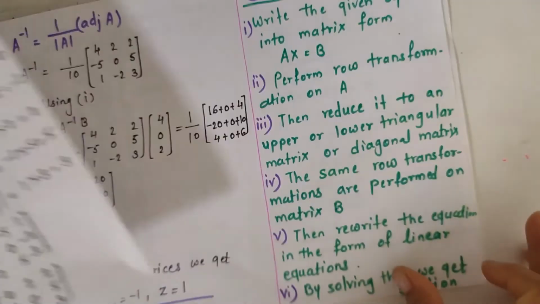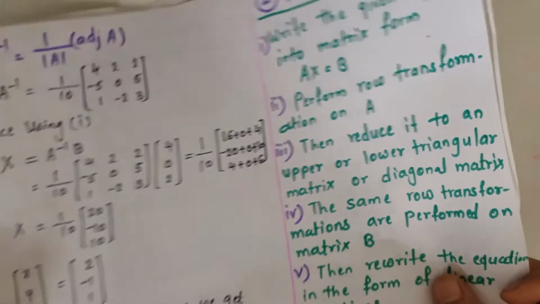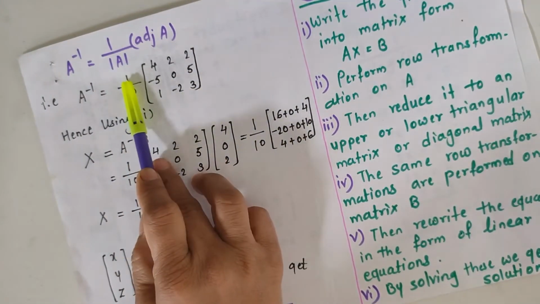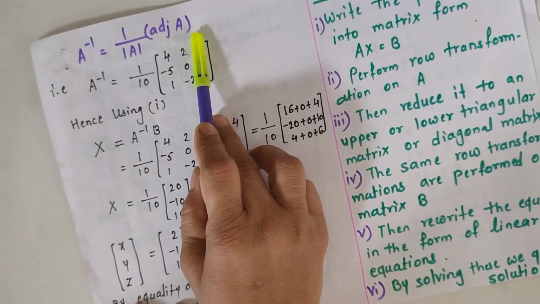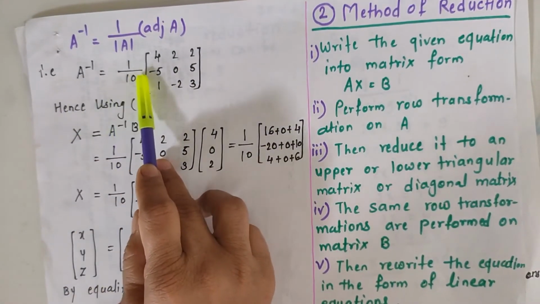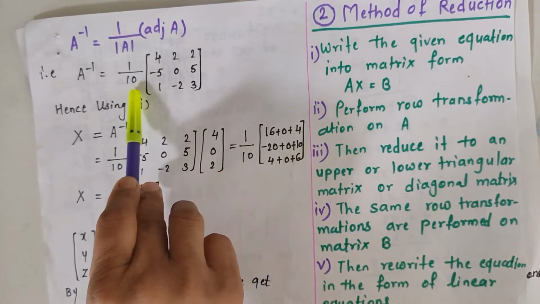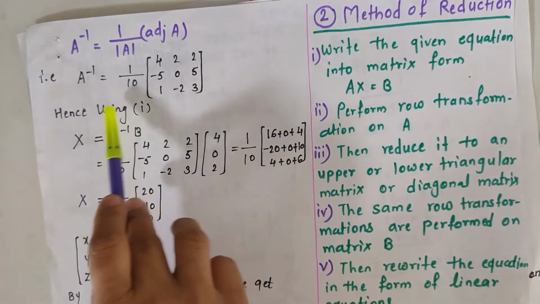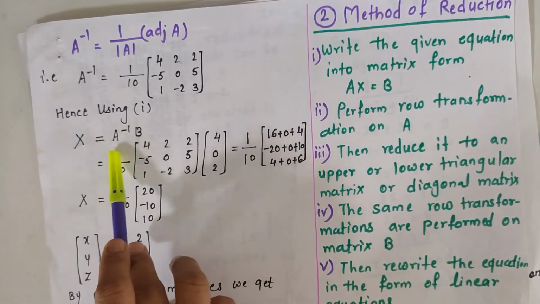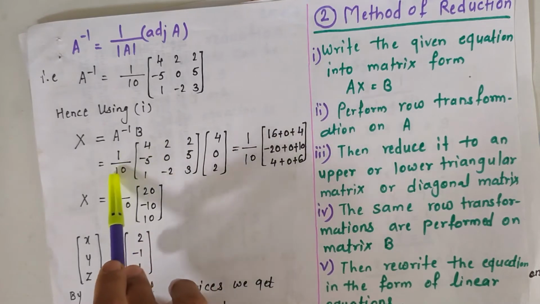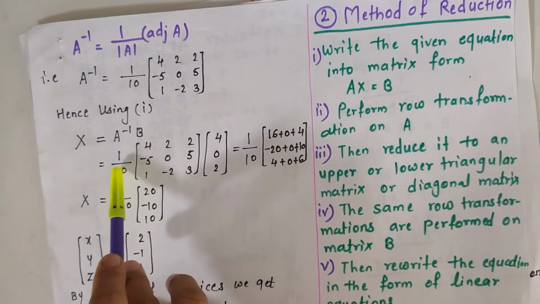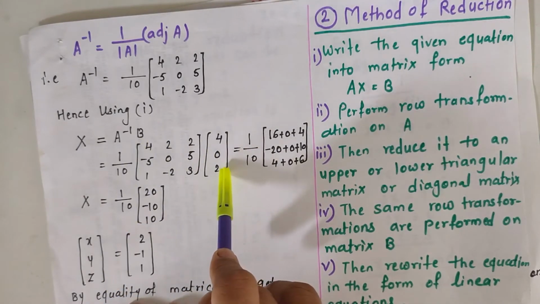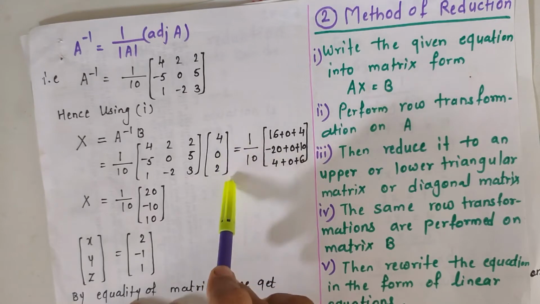Now we know that the formula for A inverse is equal to 1 upon the determinant of A into the adjoint of A. So A inverse is equal to, by substituting the determinant value of A, which is 10, and the adjoint of A as the matrix. By using equation 1, x is equal to A inverse into B, substituting the values of A inverse and B, we get 1 upon 10 into the adjoint of A into B, the matrix of constants 4, 0, 2.